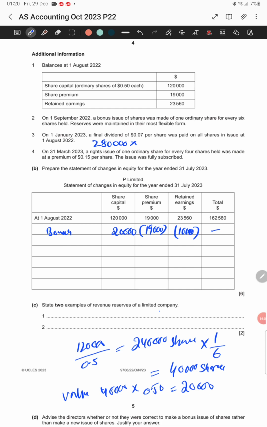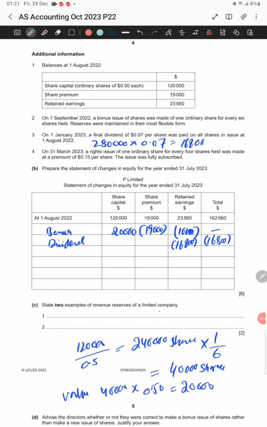In the third transaction, a final dividend of 0.07 per share was paid on all shares in issue at 1st August 2022. 280,000 multiplied by 0.07 will be 16,800. 16,800 is the dividend we will deduct from the retained earning, and equity will also decrease by 16,800.